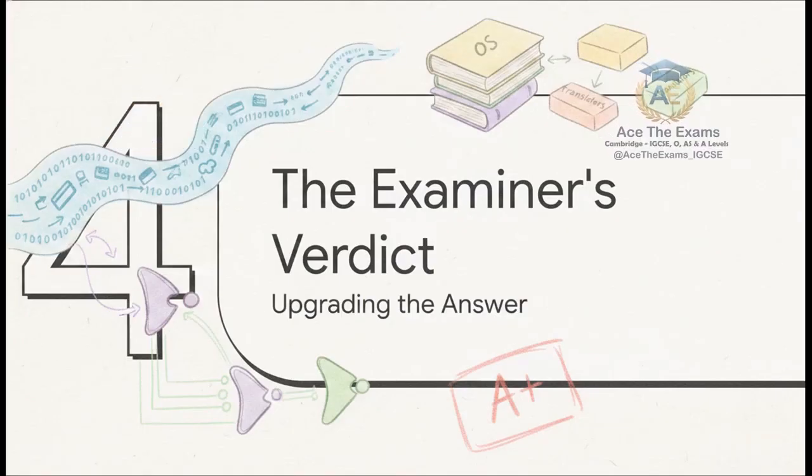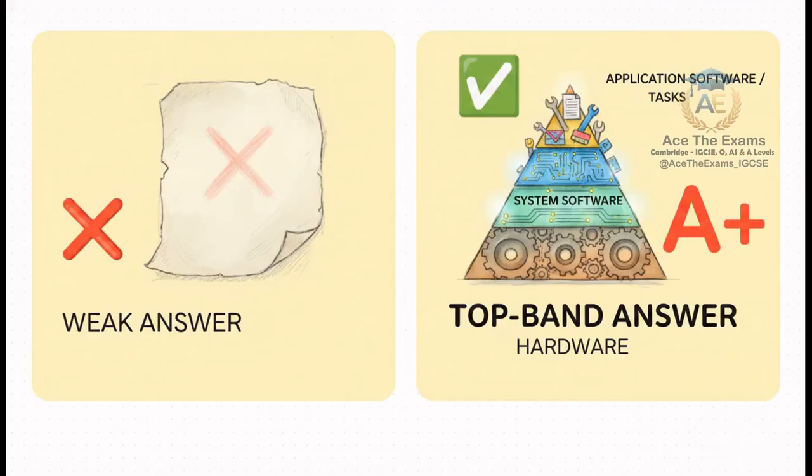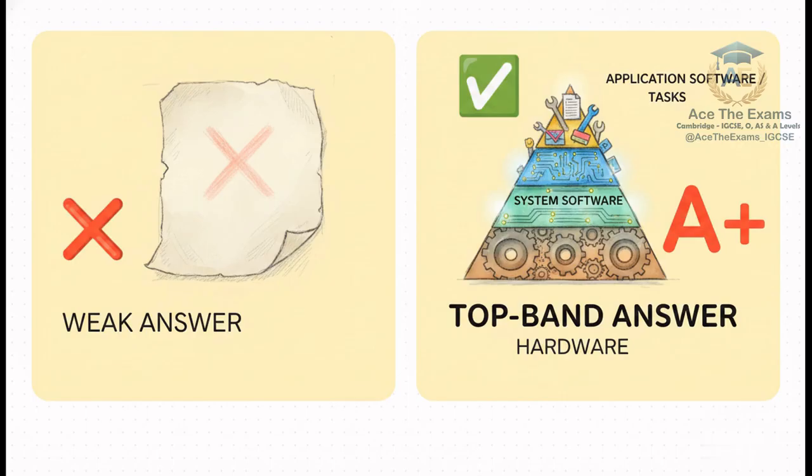Section 4. The examiner's verdict. Armed with all this evidence, it is finally time to return to the scene of the crime. Let's upgrade our terrible student answer from the start of this explainer. Look at the incredible difference here. The weak answer relies on vague, everyday terms. But by replacing that generic fluff with precise, Cambridge-safe nouns, we transform a zero-mark failure into an absolute high-scoring masterpiece.